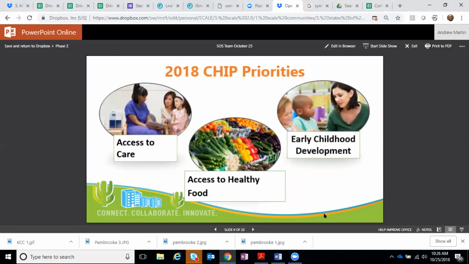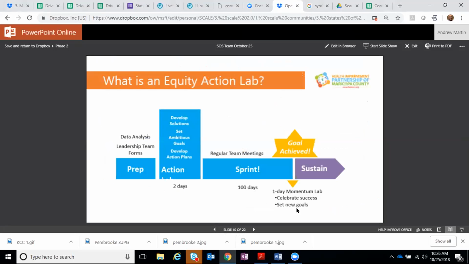When you talk about creating or using a closed loop referral system, lots of folks around the nation are working on that type of work, and it hasn't really been figured out yet. So those 5-year goals, we knew that in order to eat that cookie, we're going to have to take a small bite out of it. Go ahead to the next slide. And so that's where we decided to use the Equity Action Lab model in order to take our first bite and really get to work on our community health improvement plan.